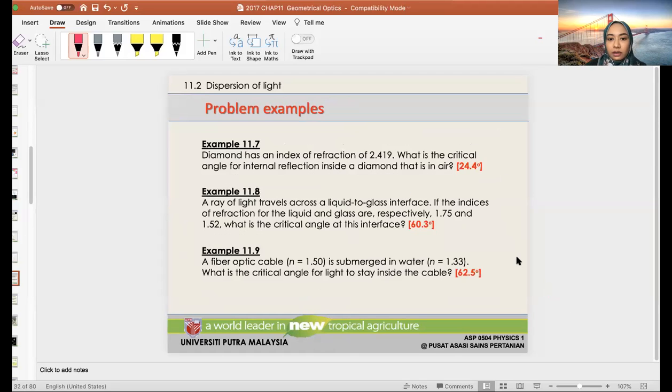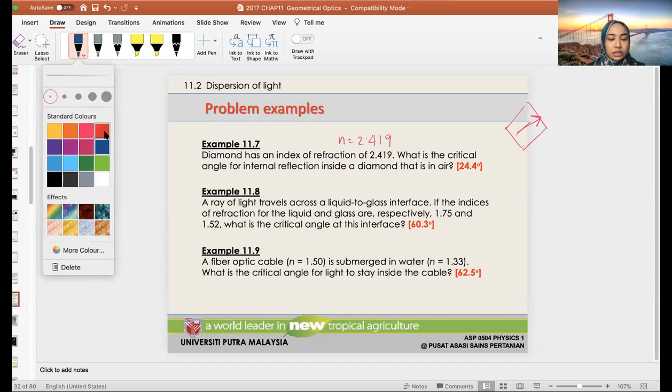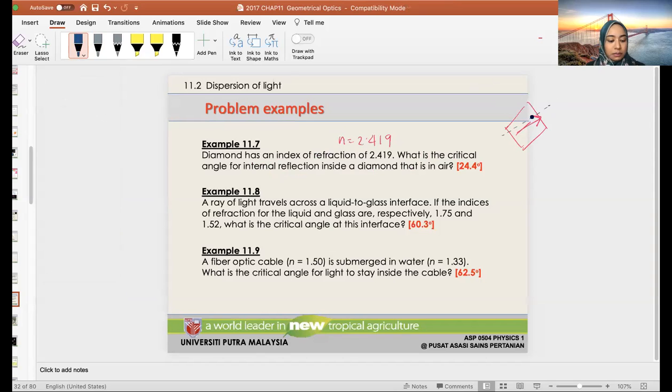Okay, so let's do this example on total internal reflection. Diamond has an index of refraction. We have 20 minutes left. Diamond has an index of refraction n equals 2.419. What is the critical angle for internal reflection inside a diamond that is in air? So we have a diamond that is in air. So there is light inside this. This is the boundary. Let's say I don't know which way the light shines, but let's just imagine it.